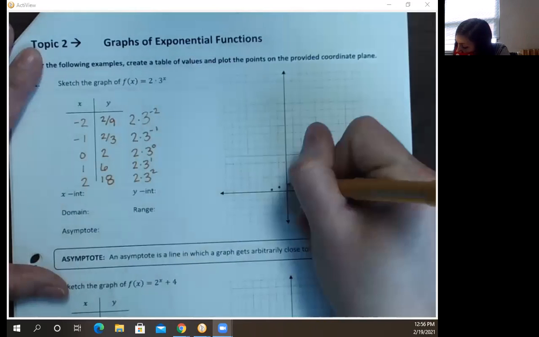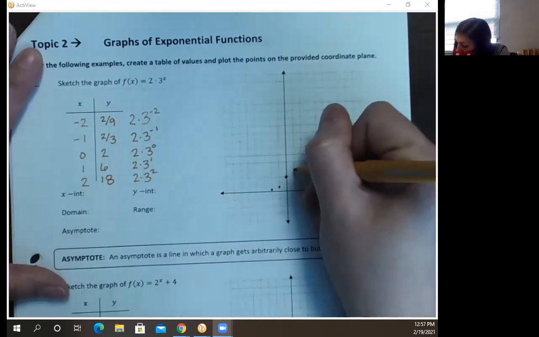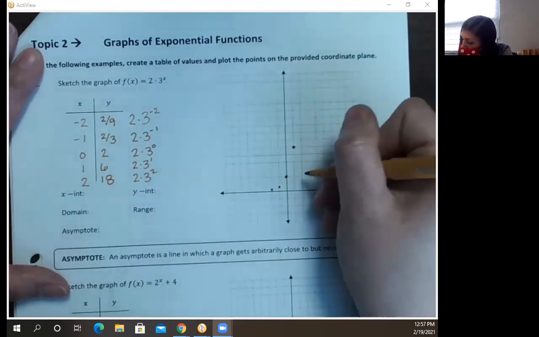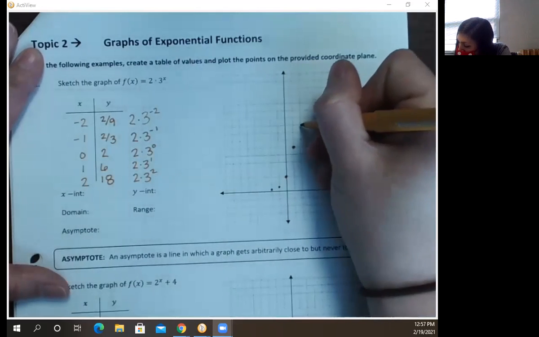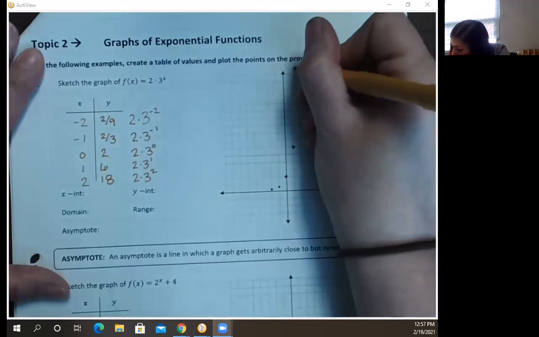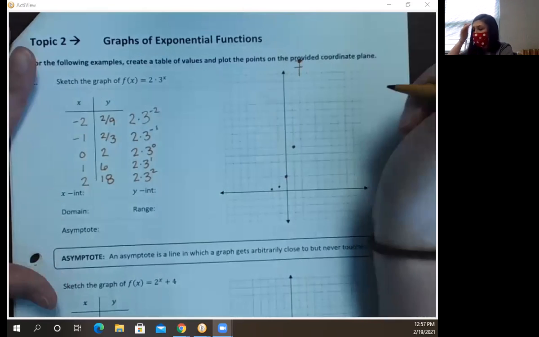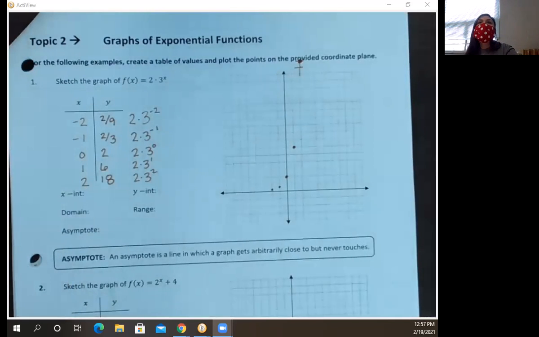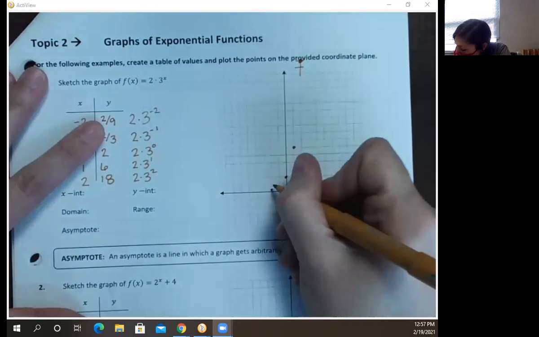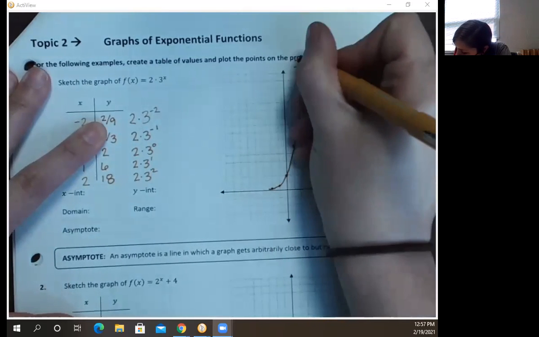And then I have the point 0 comma 2. And then I have the point 1 comma 6. So there's 2, 3, 4, 5, 6. And then 2 comma 18. So there's 6, 7, 8, 9, 10, 11, 12, 13, 14, 15, 16, 17, 18. Right about there. So there are my points from my table. And now remember, since this is a graph of a function, I need to connect it because it should be continuous.